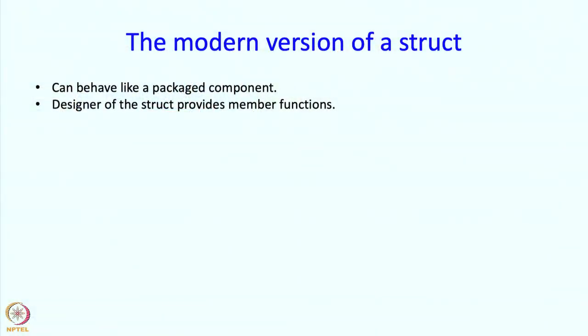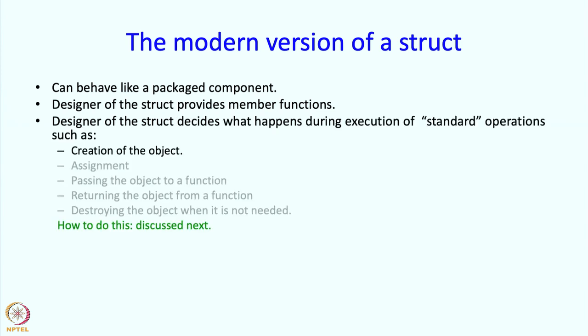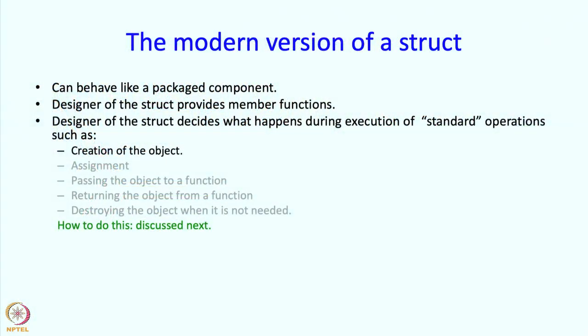So, the modern version of a struct can behave like a packaged component, and the designer of the struct provides the member functions. Actually, the designer of the struct can do lots of things. For example, if I have an ordinary variable, there are lots of standard operations that can be performed on variables. To begin with, I may have to create that variable. So, there is the creation of the object. Then I may want to assign, I may want to pass the object to a function. I may want to pass the struct or object back from a function, to return it as a result. And we know that when control leaves a scope, the variables which have been created inside in the activation frame have to be destroyed. So, the modern version of a struct allows you to customize these operations however you want.